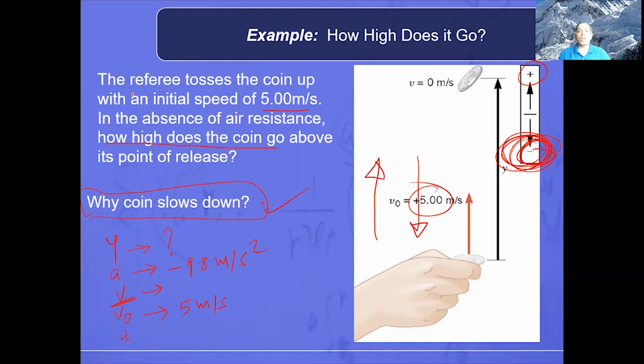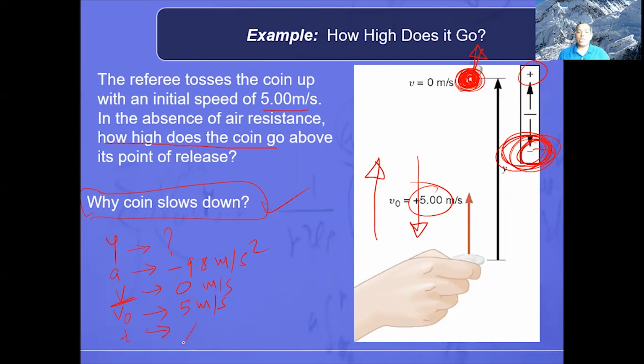Then what is the v? v is the final velocity. The referee tosses the coin up with an initial speed of this. In the absence of air resistance, how high does the coin go above its point of release? So how high it goes means it goes up to this point. Why does this guy not move further? This is the highest point, right? Because at the highest point, it comes to rest. If somebody comes to rest, it cannot go further, right? That's why your v is 0 meter per second.